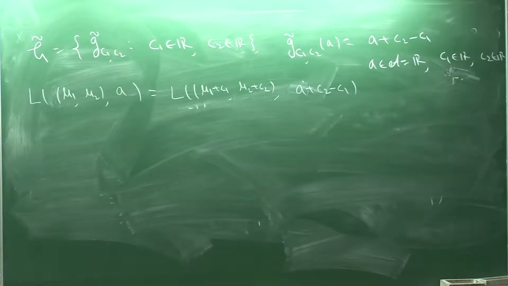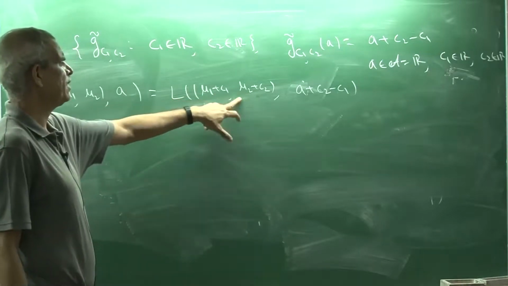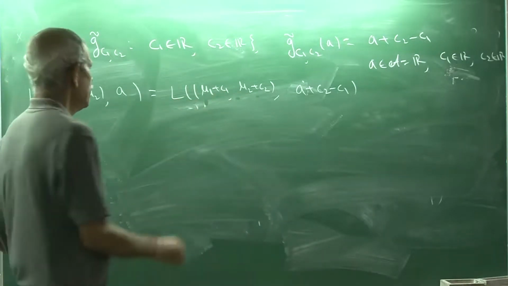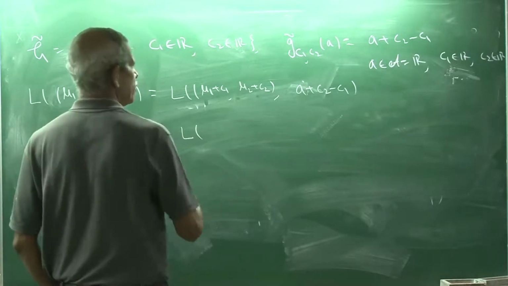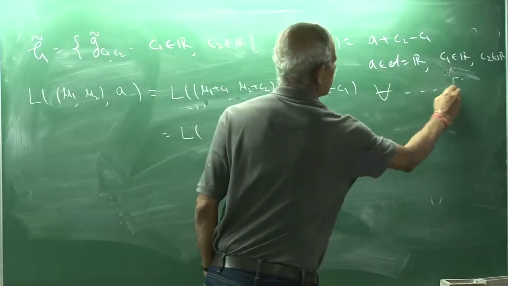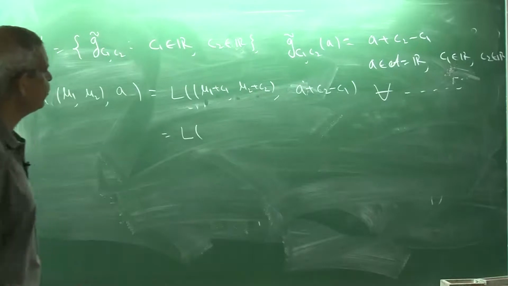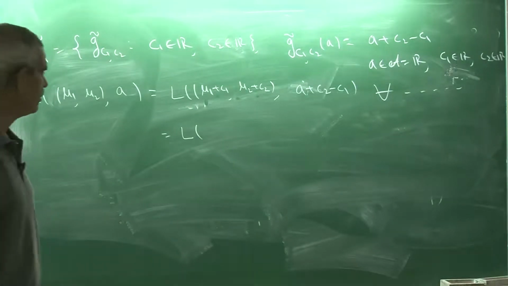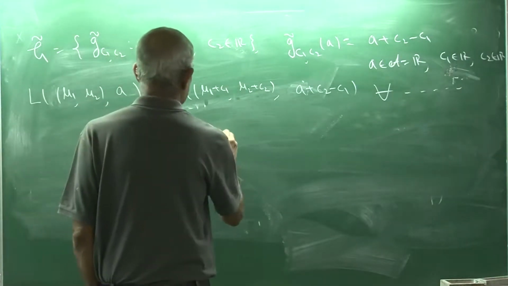So what do I do? I choose C2 to be minus mu2 because I have 2 degrees of freedom. So I can choose C2 to be minus mu2 and C1 to be minus mu1. If my loss is invariant, this should happen for every C1 in R, C2 in R, mu1 in R, mu2 in R. So this would be the same as L of 0, 0.